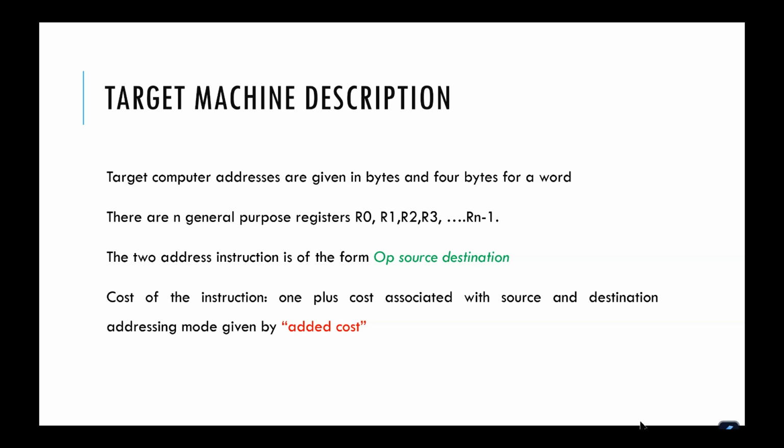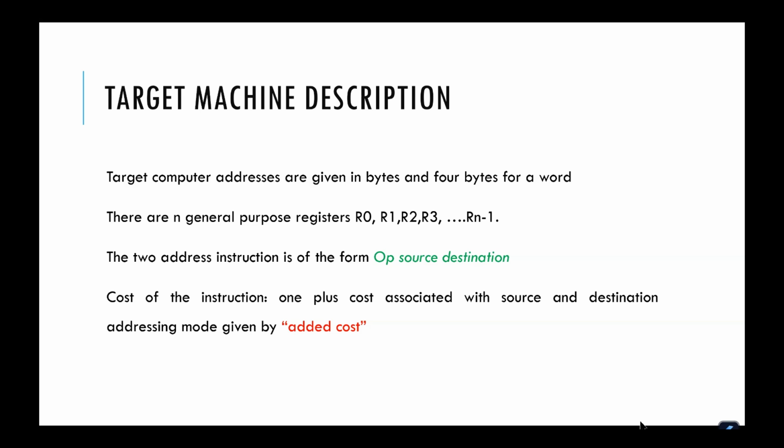There are n general purpose registers, like R0, R1, R2 and so on up to Rn minus 1. We are saying n general purpose registers, but since we start with R0, we get up to Rn minus 1. The two-address instructions are of the form: opcode, source, and destination. This is the format of the addressing instruction.